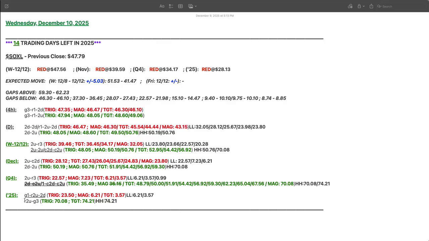On the year, we triggered the 1-2 up, 2 down, but we've made the higher low so far. Nice green hammer. Just looking to finish at the top of the candle for the year, giving us that good chance of going 2 up real early next year and triggering that 2 down, 2 up on the year, which would give us that 70.08 magnitude as well.